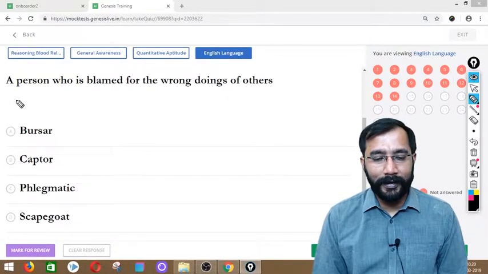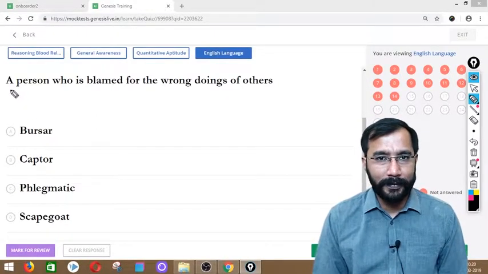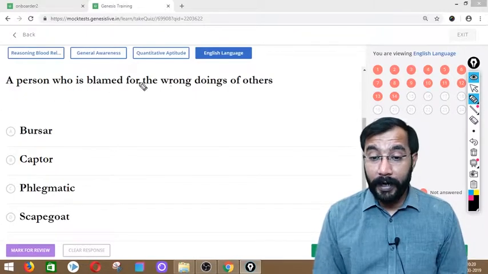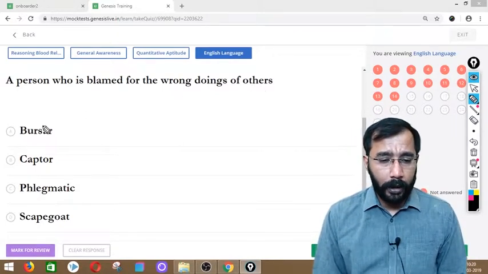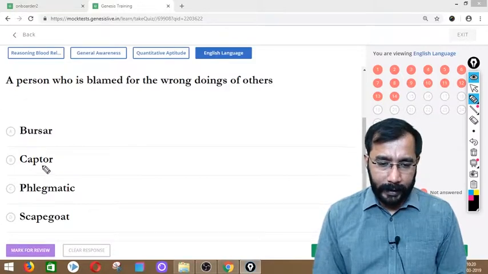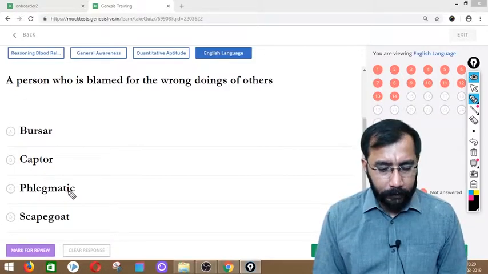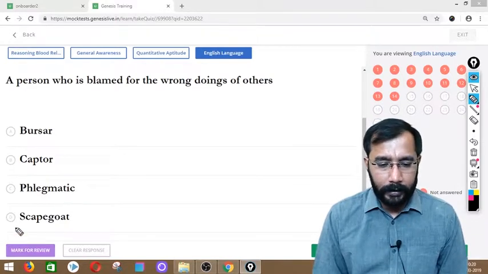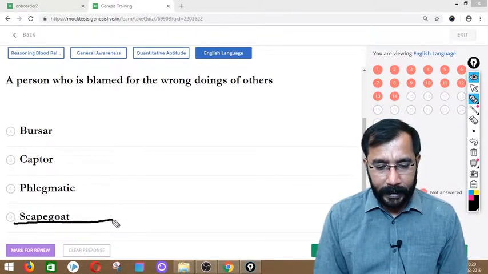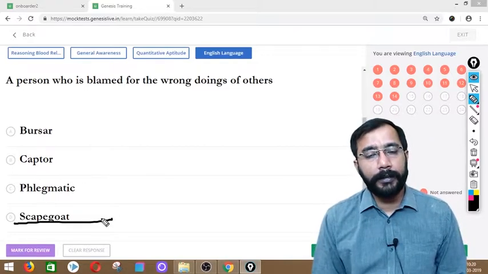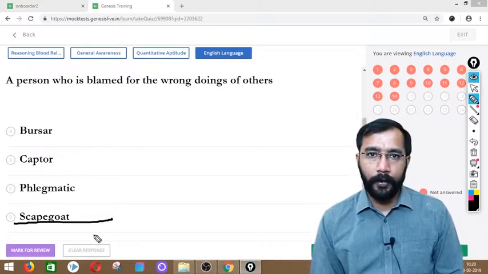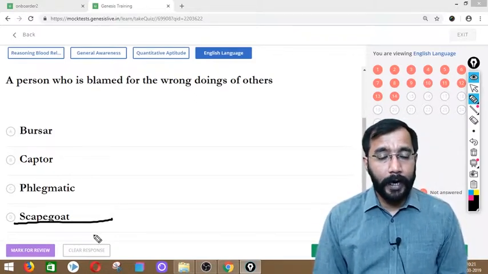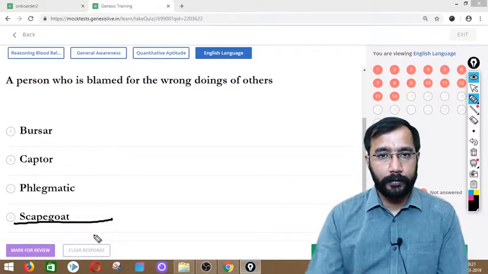All right, the next question, we are supposed to figure out that one word which describes the sentence given. A person who is blamed for the wrongdoings of others, like someone else who makes a mistake and we get blamed for it. So what are those people called? Bursar, captor, phlegmatic, or scapegoat? The right answer is scapegoat. When you get blamed for something that you haven't done, or someone else at home does something and you get blamed for it, then you are the scapegoat.